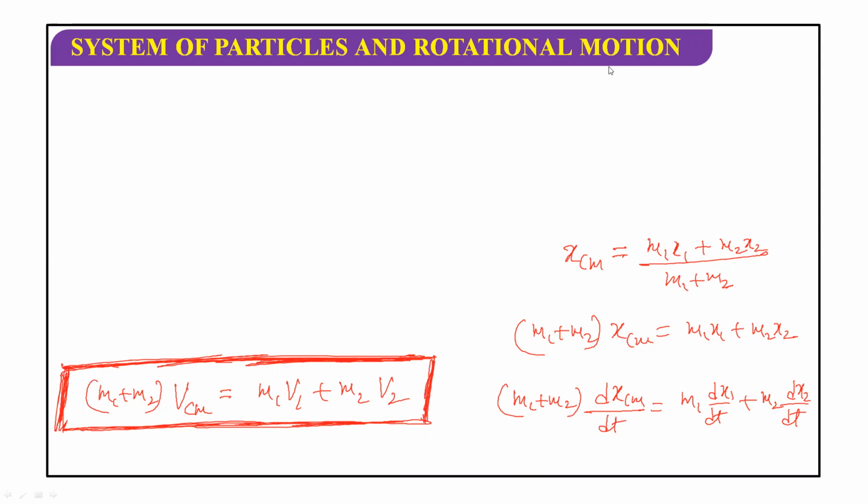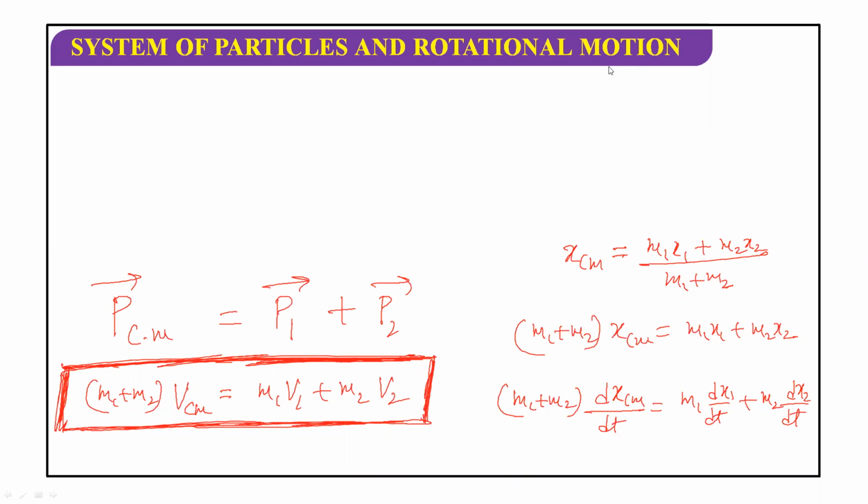What is the meaning of that? What is M1 plus M2 into VCM? Can we say this is the momentum of the center of mass? The mass of the center of mass is M1 plus M2. If you multiply M1 plus M2 into VCM, what will it give us? The momentum of the center of mass is equal to the momentum of the first particle plus the momentum of the second particle. Because it's a vector quantity, I'll put the arrow also, because for V1 and V2 we have to take proper direction.